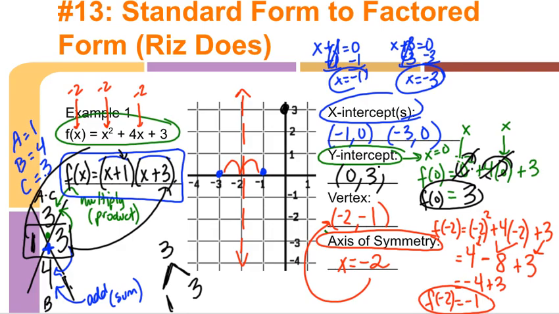So I go to the left 2 spaces, down 1 space, and I just found my vertex right here. So I've got this point, and this point, and this y-intercept that are all in my parabola. So I know that it's going to look something like this right here. Okay? Let's move on to the second example.